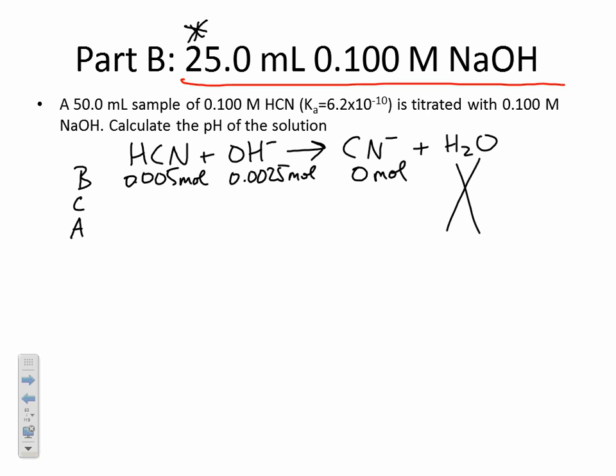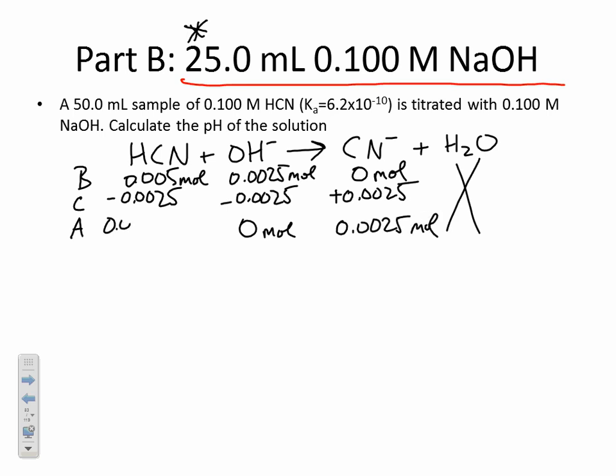So BCA chart, make your limiting reactant go to 0. I can see that the hydroxide is the limiting reactant, so I know I'm going to wind up with 0 moles of it. So minus 0.0025. So subtract the same amount because they're in a 1-to-1 ratio. But then I also have to add 0.0025 moles to the product. Right, reactants lose, products gain. So I'm going to wind up with 0.0025 moles of cyanide and 0.0025 moles of cyanic acid.